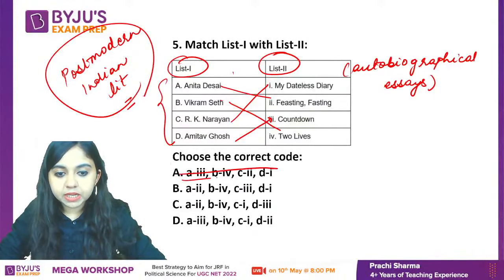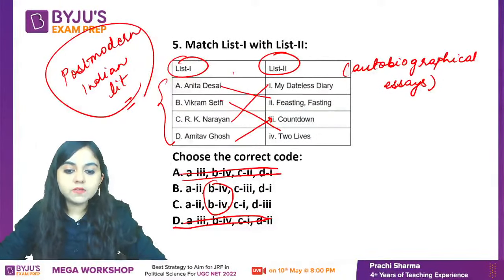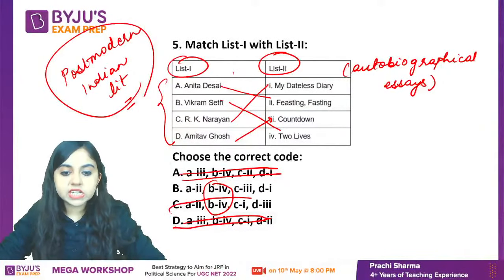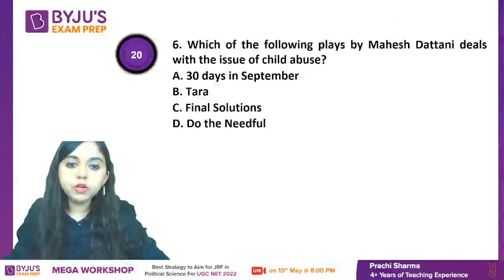one is two, so you could have eliminated this. B is 4, so you should have figured it out. That Two Lives will be there. And C, like I said, it is actually 1. So C is the right answer. Okay, C is the right answer. Moving on to the next question.